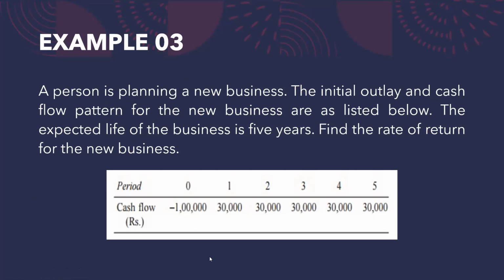A person is planning a new business. The initial outlay and the cash flow pattern for the new business are listed below. The expected life of the business is 5 years. So they have given the lifespan of the business, that is the capital N value, and the cash inflows or cash outflows as well. They are asking you to identify the rate of return.